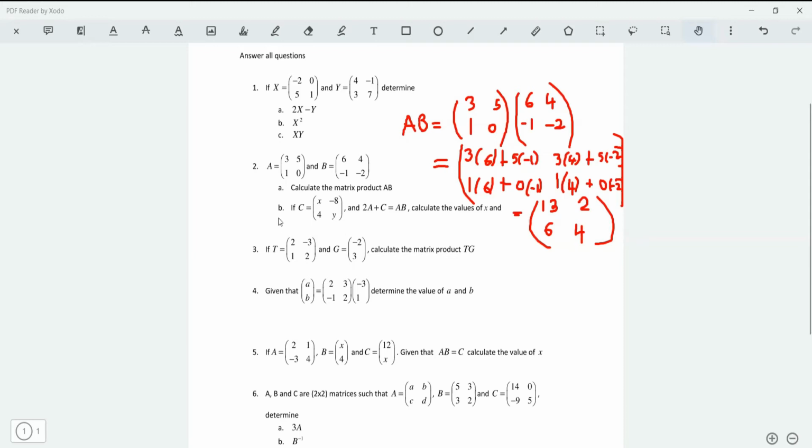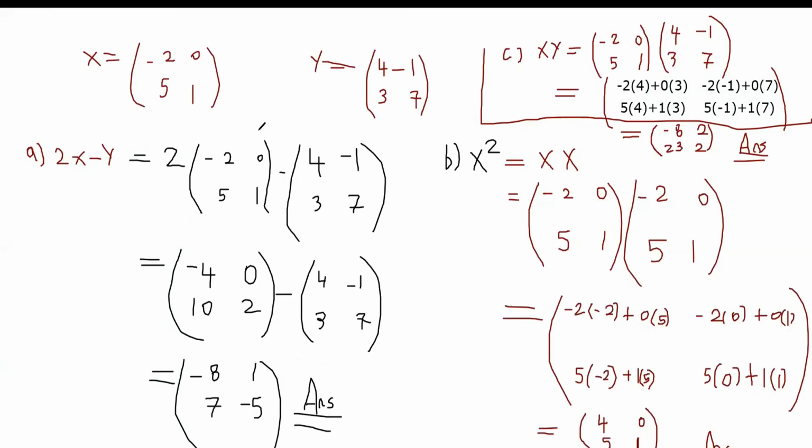Now this question says now if C is this right here and 2A plus C is AB, find the values of X and Y. So first thing, let us write down A. So recall that A is the matrix they give us, and they told us that A is 3, 5, 1, 0. This is a matrix A. And then they give us this new matrix C, and they tell us that this matrix C is equal to X minus 8 for Y.